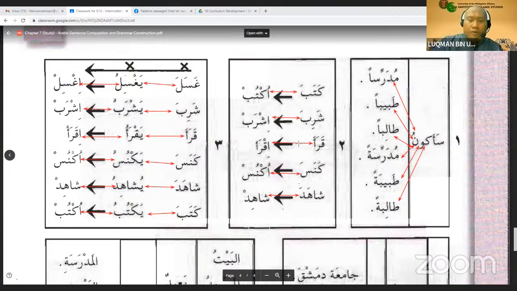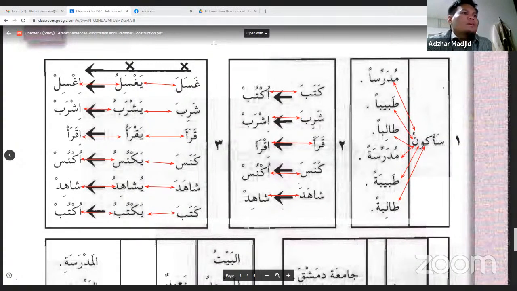So I hope that you learn. Ghasala means he washed. It's past tense or perfect tense. The action was already perfected. Yaghsilu, washing. So the action is being done or will be done in the future. Then igsil is a command, imperative tense. Wash.